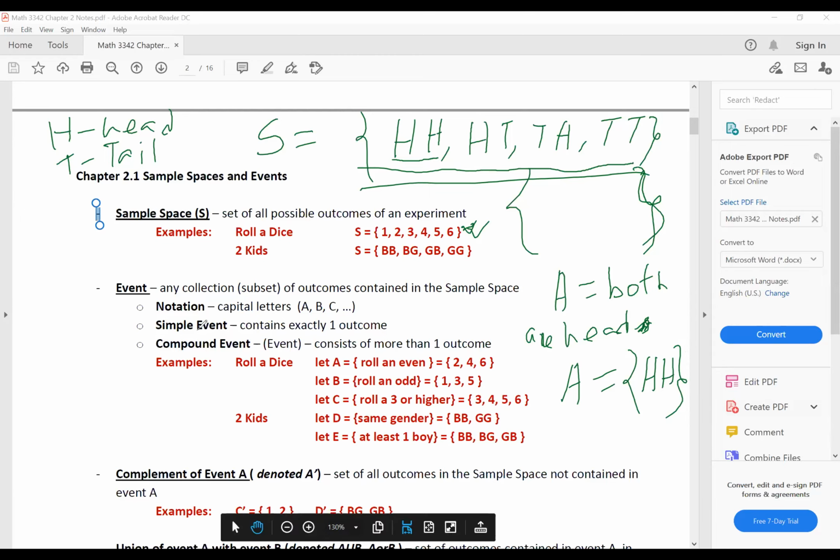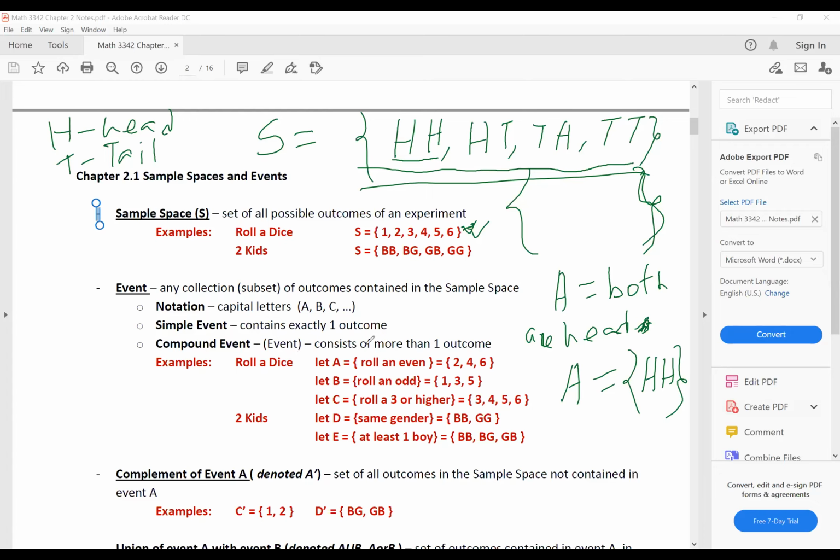Okay, so now there are different types of events: simple events and compound events. So what is a simple event? If the event contains exactly one outcome. So for example, if you consider the experiment of rolling a die, how many simple events can we have? 6. Yes, we can have 6 simple events, right? Because we have a total of 6 outcomes here. If the event contains exactly one outcome, then it is called a simple event. So we can make 6 events with 6 outcomes, so we can have 6 simple events in this case.